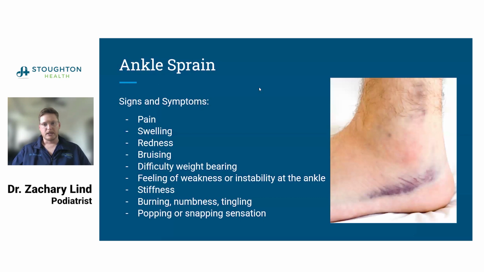So with an ankle sprain, signs and symptoms include pain, swelling, redness, bruising, difficulty with weight bearing. You can have a feeling of weakness or instability at the ankle, stiffness, burning, numbness, tingling, and then a popping or snapping sensation. This can happen at the time of injury as well as a sequela, or consequence, of having a long-standing ankle sprain and some of the injuries that can come from that.